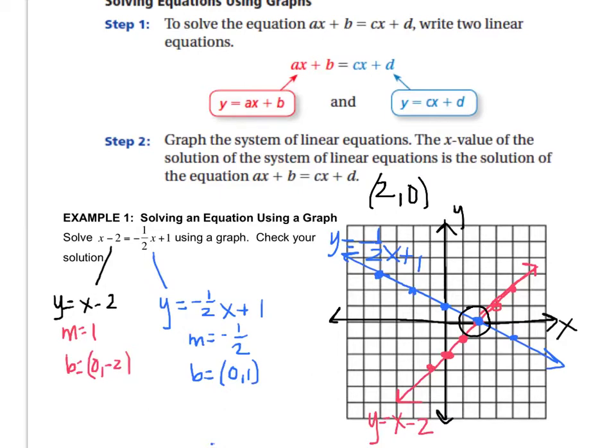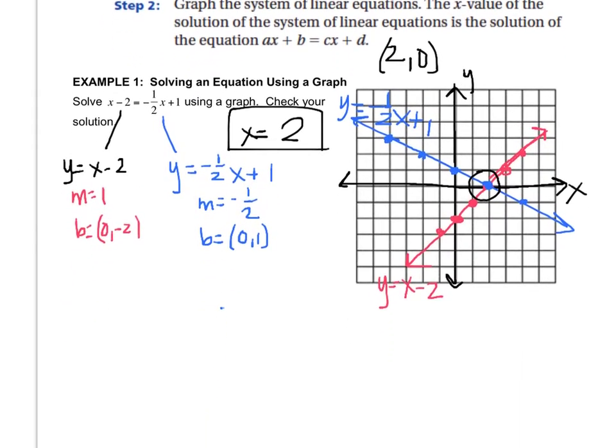But if you look at the initial question, there was just an x. We created the y value when we separated it. So this 0 doesn't really exist. It's the 2 that's the solution. So the official solution to this is x equals 2, not (2, 0).